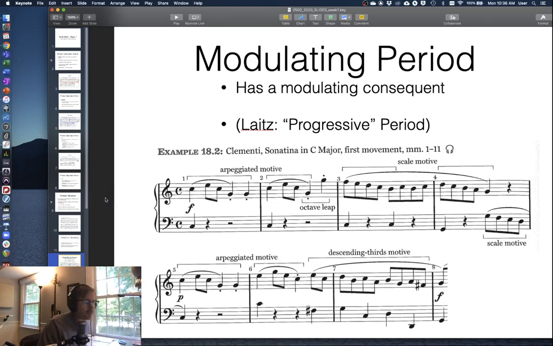Modulating periods, or some call them progressive periods, are ones in which they have a half cadence followed by a full cadence or an authentic cadence, but the music moves to a new key. And that's very common too, because often music modulates to closely related keys. Our earlier example: the first half ends with a half cadence in C major. The second half, we start to see this tonicization of the dominant.